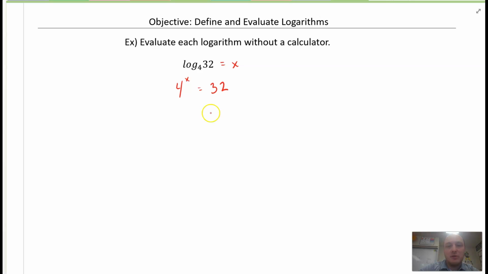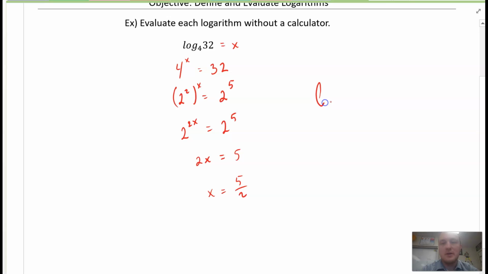Well, I can rewrite 32 as 2 to the power of 5. And can't I rewrite 4 as 2 squared? So rewriting both sides is sometimes a trick that you'll have to utilize. So this is 2 to the power of 2x is equal to 2 to the 5th, and the exponential property of equality says that 2x is equal to 5, so x is equal to 5 halves. So our answer here, log base 4 of 32, is equal to 5 halves.